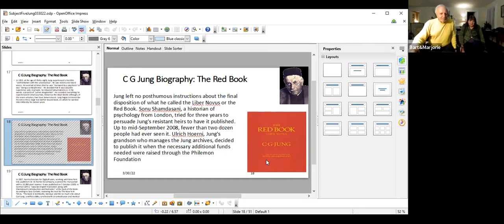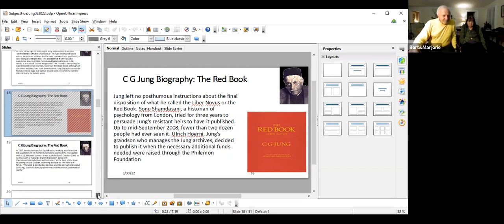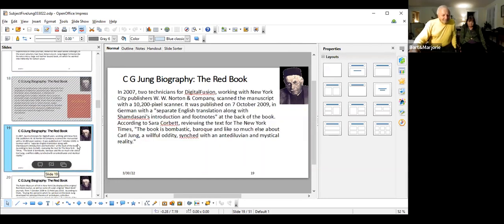So here's our picture of the Red Book here. And he left no instructions posthumously about what to do with this thing, what he called the Liber Novus, or the Red Book. And this one historian tried for 3 years to persuade Jung's heirs to have it published, but it wasn't until mid-September 2008 that fewer than 24 people had even seen it. And finally, his grandson decided to have it published when the necessary funds were raised, which didn't take any time whatsoever. So that's why we even have this today.